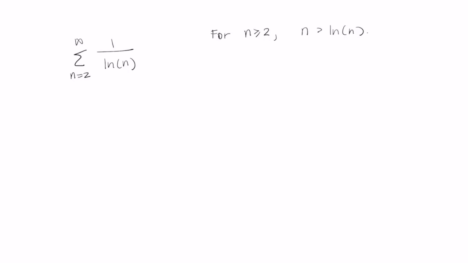Okay, now that you've informally demonstrated to yourself that this is true, we can say it follows that 1 over n is less than 1 over the natural log of n. And again, this is just for values of n greater than or equal to 2.